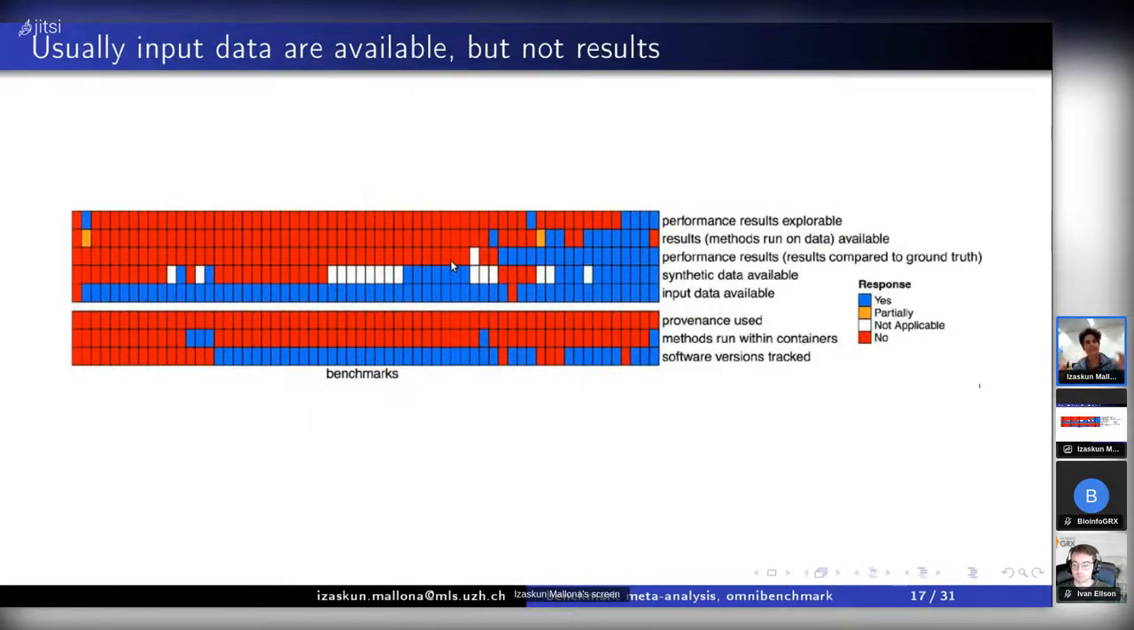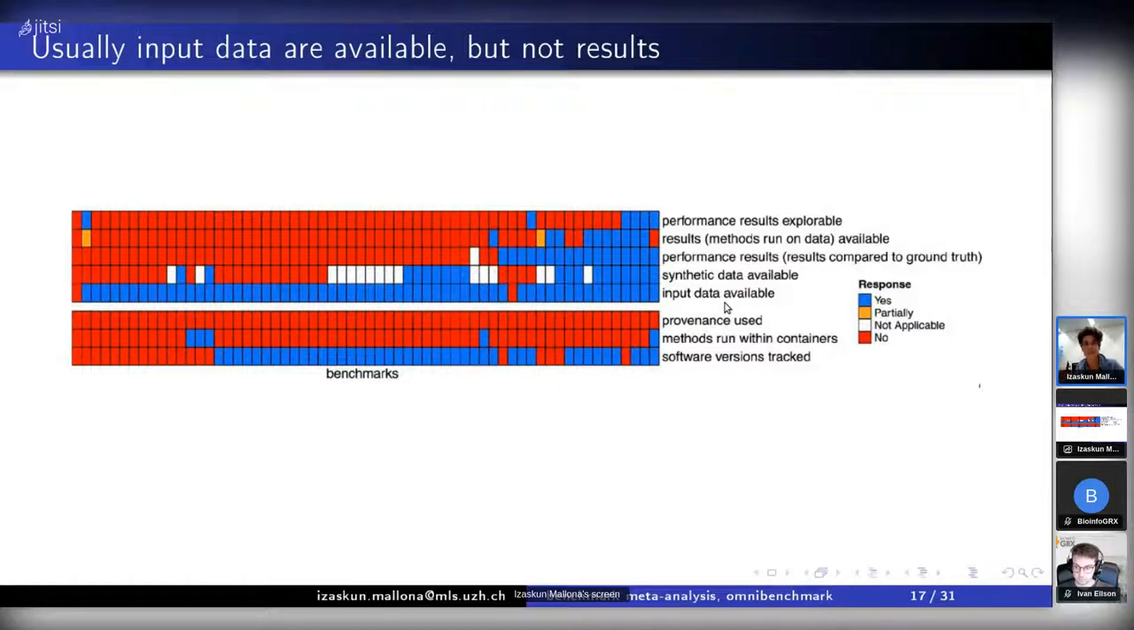And in terms of data ins and data outs, it was pretty interesting to see that if the benchmarks are the columns here, the 62 of them, and we plot in blue whether something is available and in red it's not available, we noticed that, for instance, the software versions were available for many benchmarks, not for all of them, which is also quite shocking. But anyway, in most of them, the methods were not run in any container or anything like that, which maybe helps to isolate the software stack. And explicit provenance was not used in any.